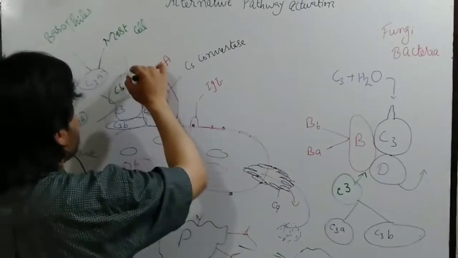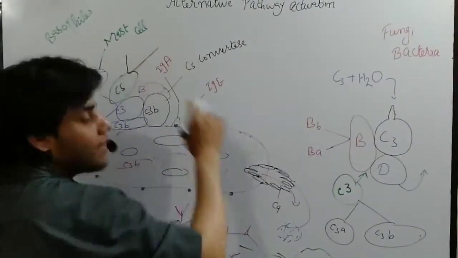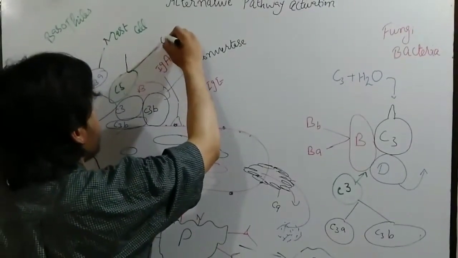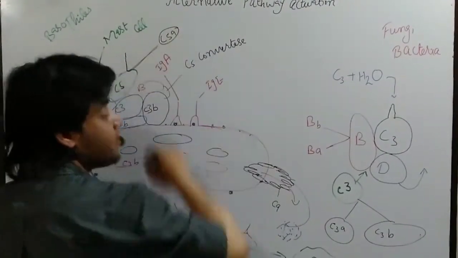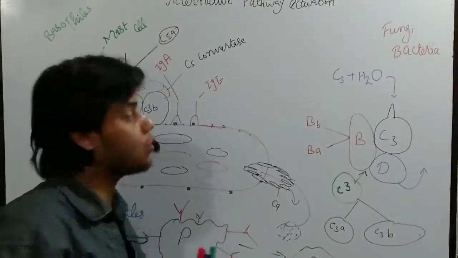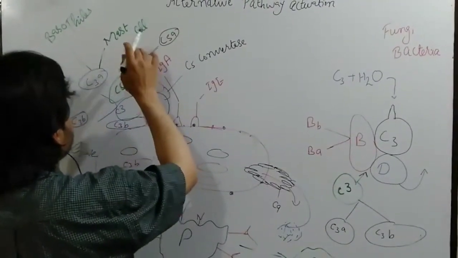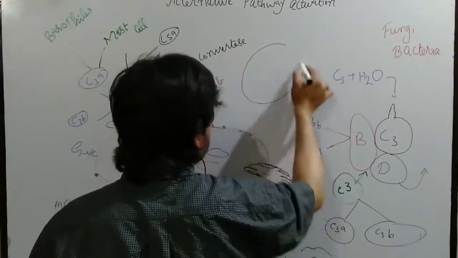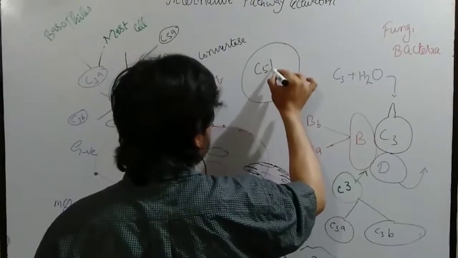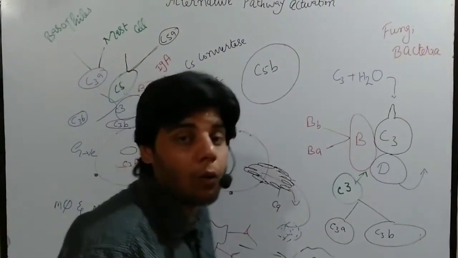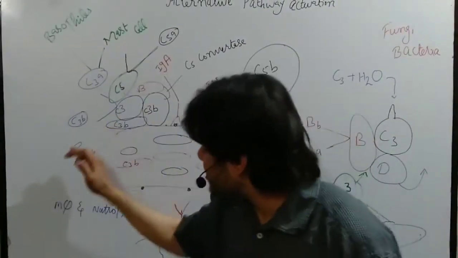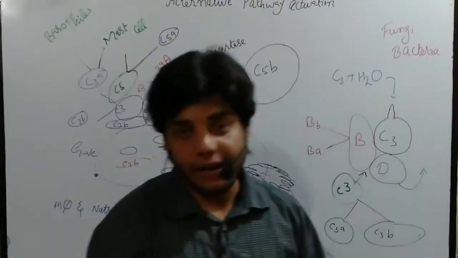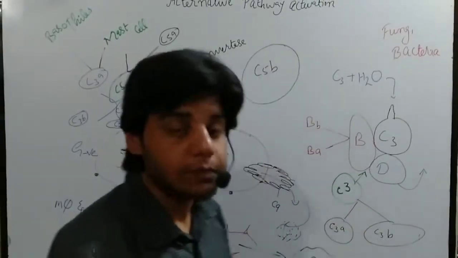Once it is cleaved, it is cleaved into two fragments. One is smaller, the other is larger. The smaller is the C5a, which again acts as an anaphylactic toxin, while the larger, let me draw here, is the C5b. Okay. Now this C5b is just circulating around this bacterial surface. They do not attach. Okay, remember, they do not attach.